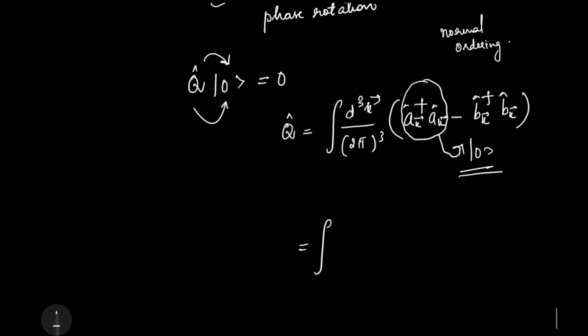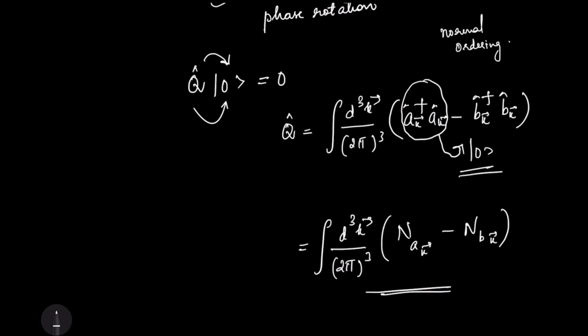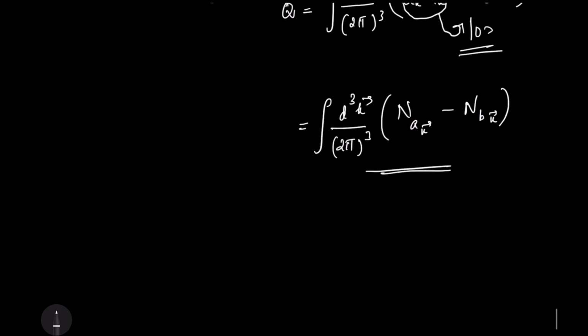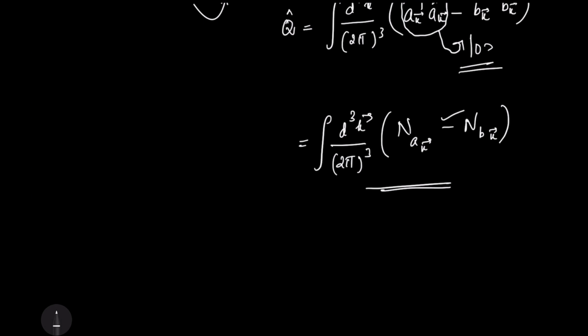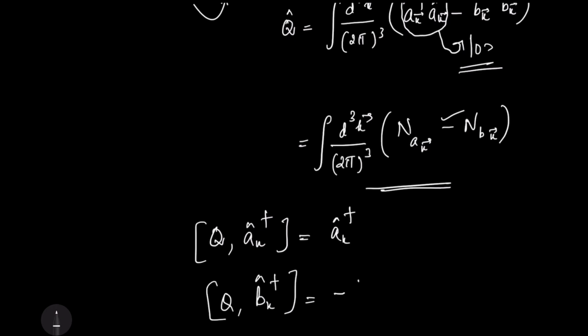I can write it in terms of the number operator as well. a_k dagger a_k is the occupation number for a_k. So I will write it as N_a_k minus N_b_k. Here the minus sign is the key. When you take the commutator of Q with a_k dagger, you will get a_k dagger. But when you take the commutator of Q with b_k dagger, you will get minus b_k dagger, because of the minus sign sitting here.